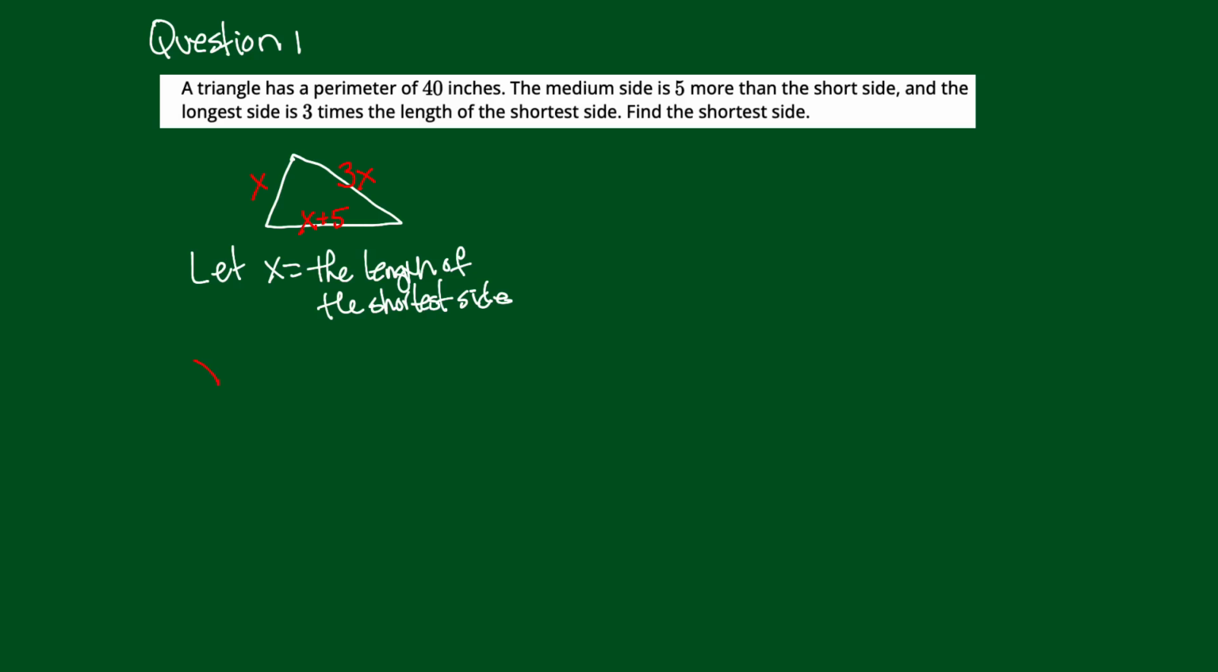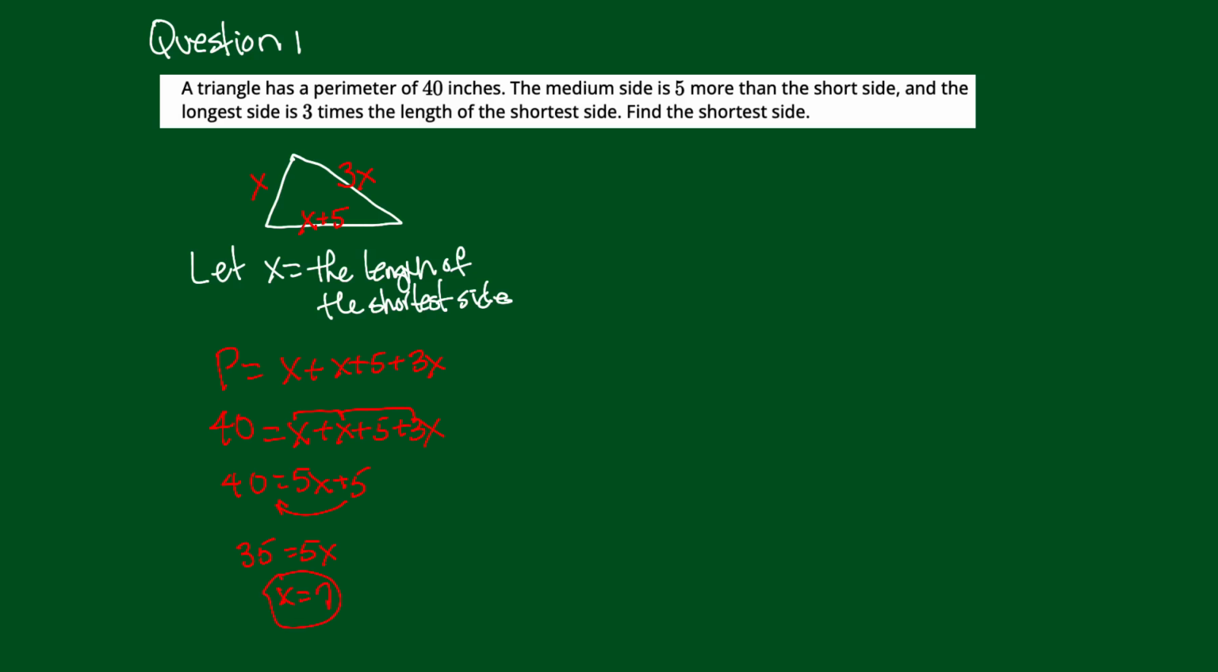So here's what I know. The perimeter is equal to the length around, that's going to be x plus 5 plus 3x. But the perimeter is 40. So we know that 40 is equal to x plus 5 plus 3x. So 40 is equal to x and x is 2x, and 3x, 5x plus 5. Now we can solve this. Subtract 5. So 35 is equal to 5x. Divide. x is equal to 7.